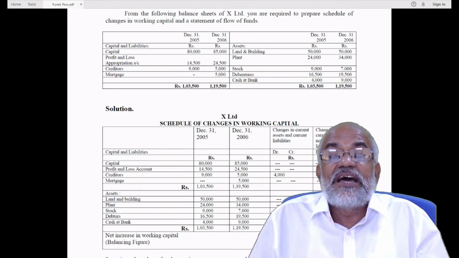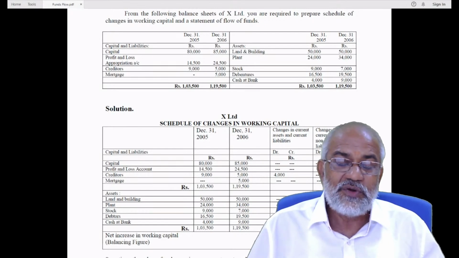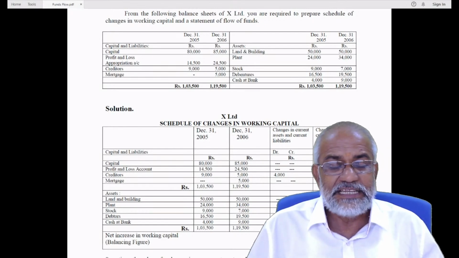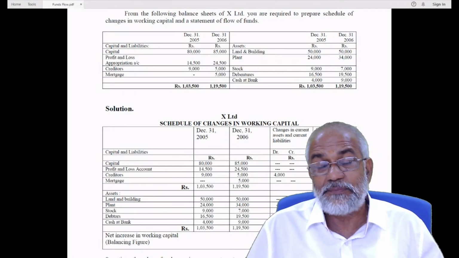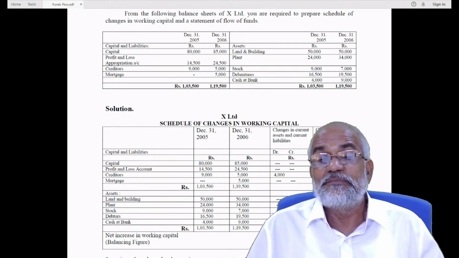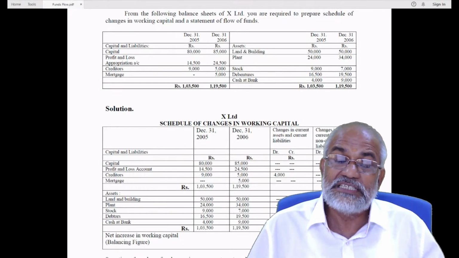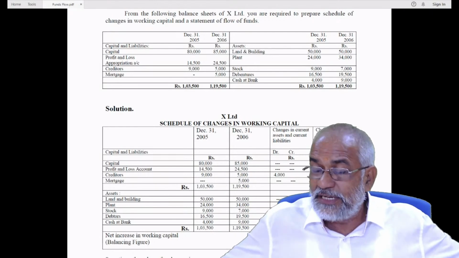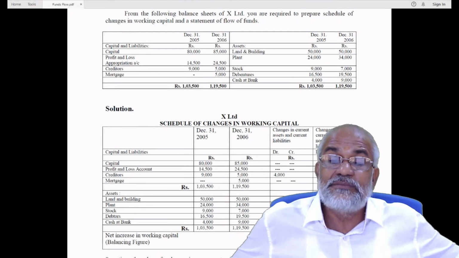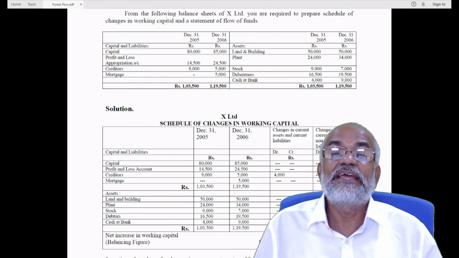So liability was 9,000 at the beginning and 5,000 at the end, which means it has decreased by 4,000 rupees. When a liability increases, it has to be credited because liability shows a credit balance. But when liability decreases, it must have been debited. So here this 4,000 decrease in current liability must appear under the changes in current category, and that too in the debit column, because when liability shows a credit balance and is reduced, it must have been debited. So it comes in the debit column of the current category.